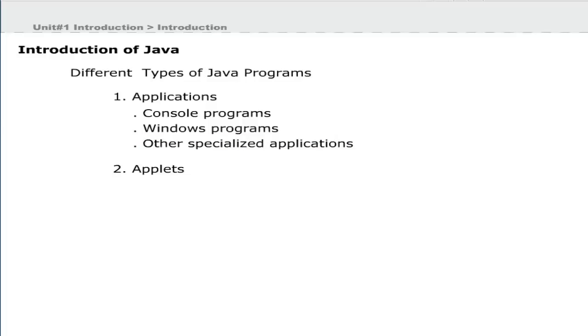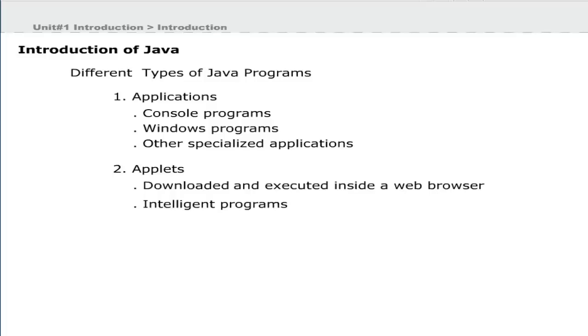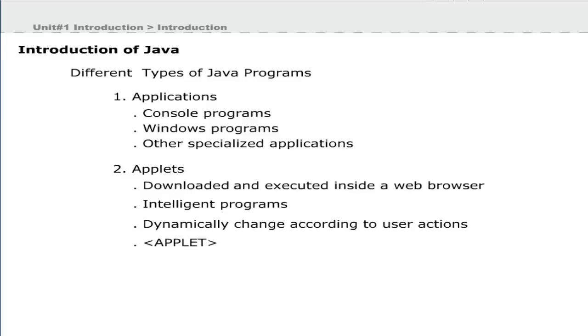Java applets are downloaded and executed inside a web browser. These are intelligent programs that can dynamically change according to user actions. Applets are referenced in a web browser by an applet tag. Applets are assigned a particular area inside the browser window, and these are not allowed to access the area outside of its allocated window area. This strengthens Java security.